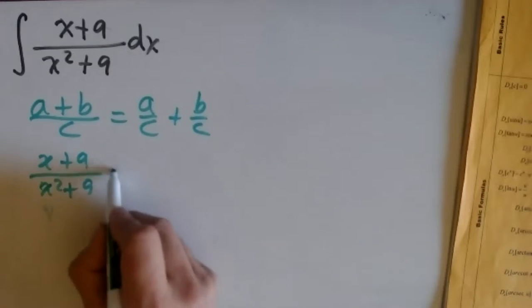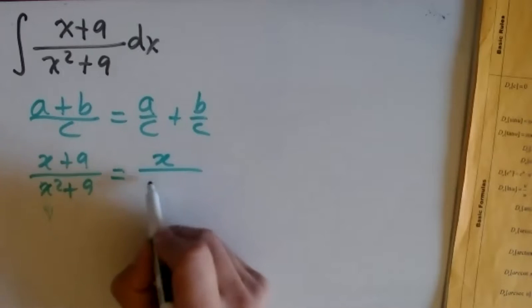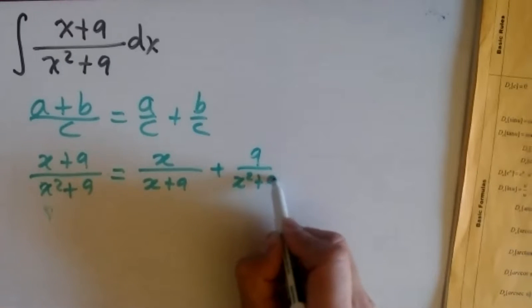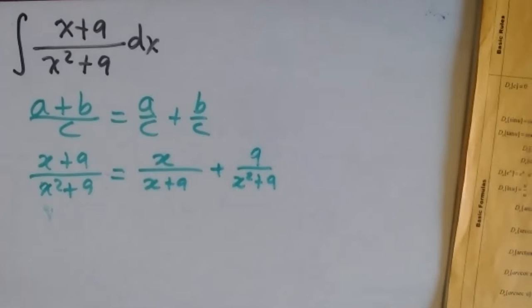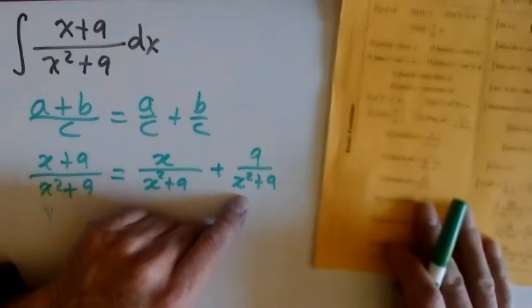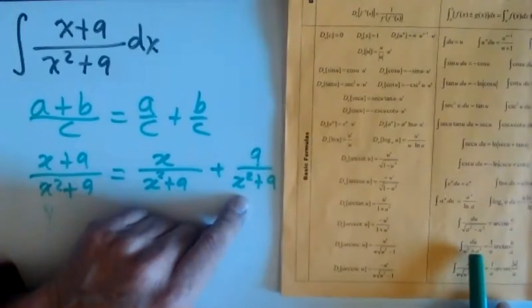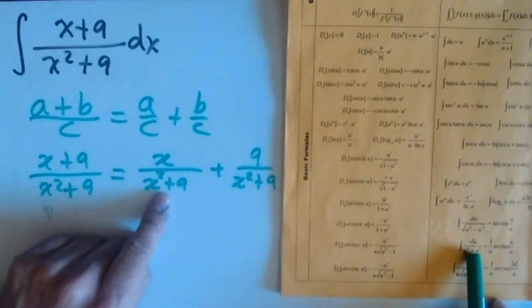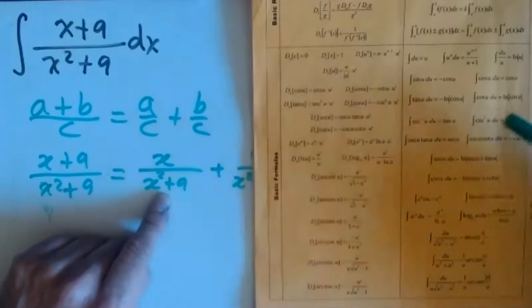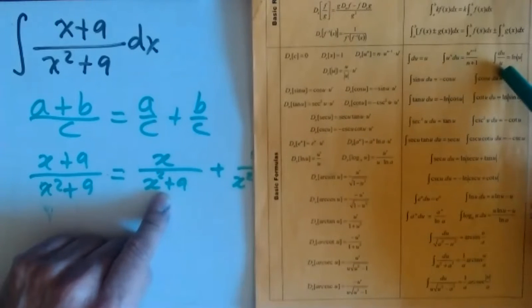X squared plus 9 is going to be x over x squared plus 9 plus 9 over x squared plus 9. Okay, now this is a square, correct? So this one, if you integrate this portion, is going to look like your formula, you see? And this one is going to require possibly the use of another formula, correct? The other fraction you have, remember, is your natural log that is here at the top, correct?